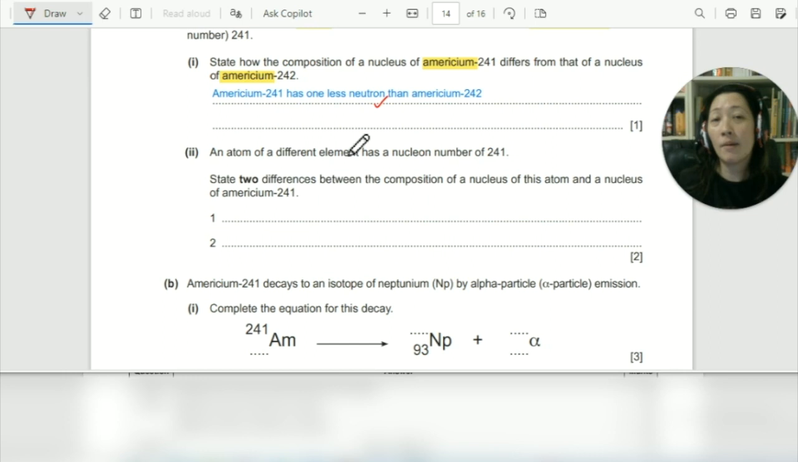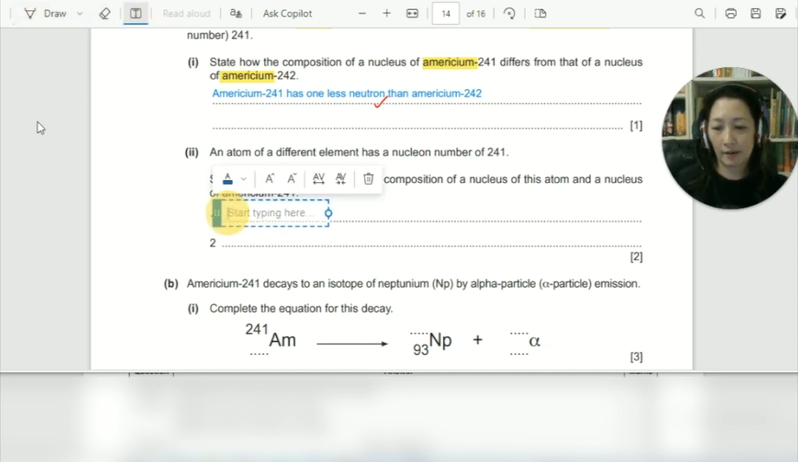So if you remember what you have learned about elements, different elements have different number of protons. So that's why in question 1 just now, we know that americium-241 and americium-242 have the same number of protons because they're the same element. So different elements have different number of protons even if they have the same nucleon number. So that's the first difference that we will write. So both have different number of protons.